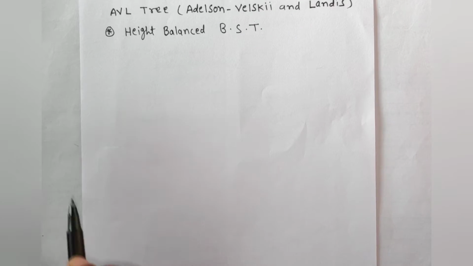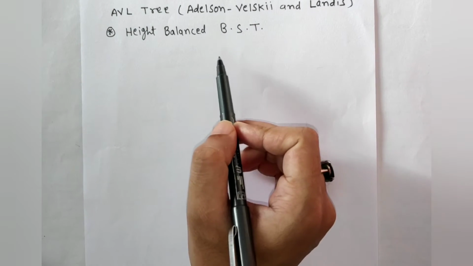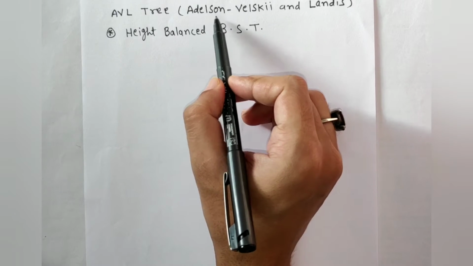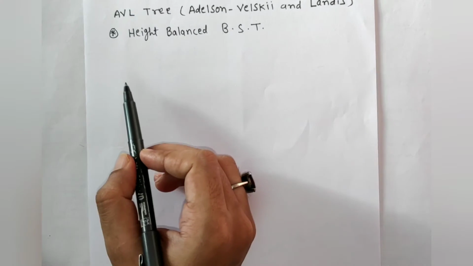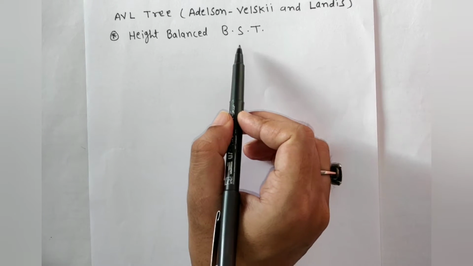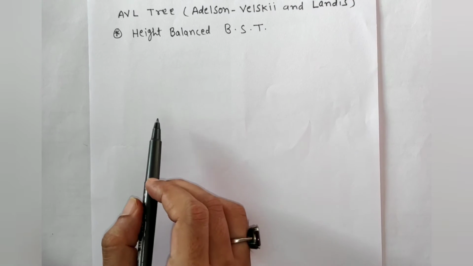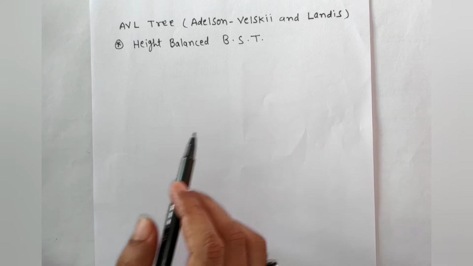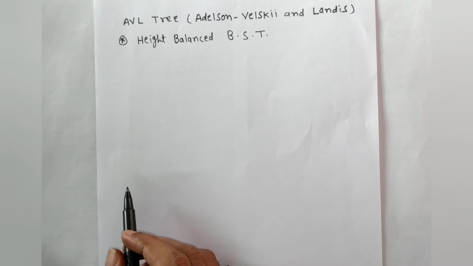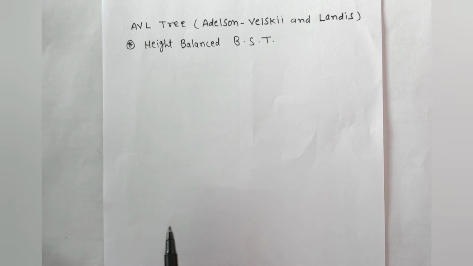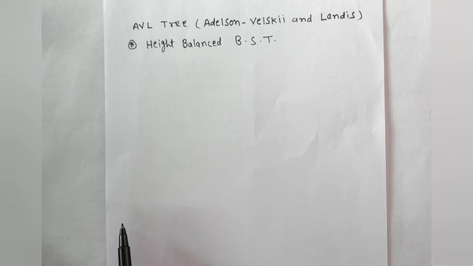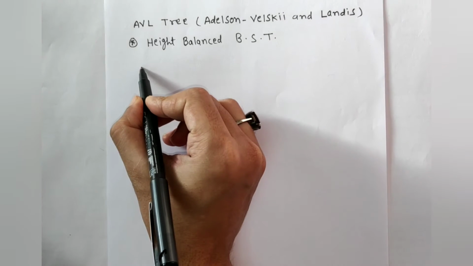So here AVL represents the names of three scientists. First one was Adelson, second Velsky, and third was Landis. It is also called height balanced binary search tree. So it is a type of binary search tree. But if we have binary search tree, then what is the requirement of AVL tree? So first we will try to understand what is the requirement of AVL tree and what are the problems in binary search tree. So I will take few examples.